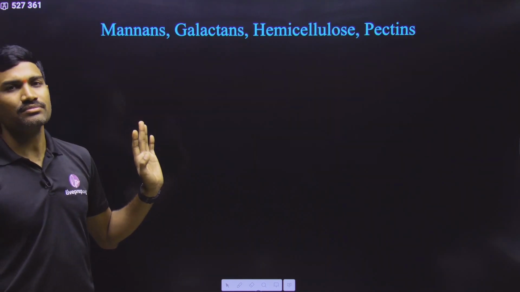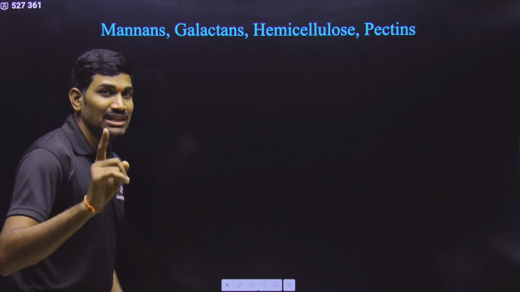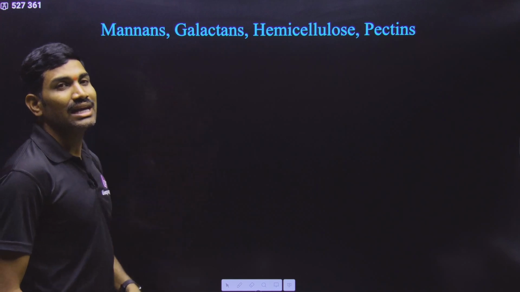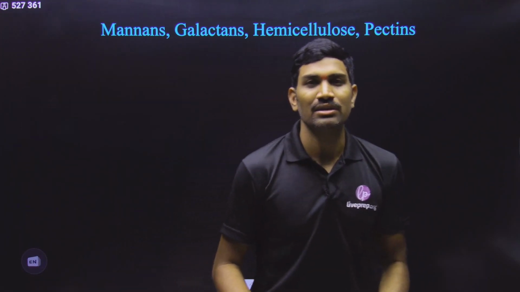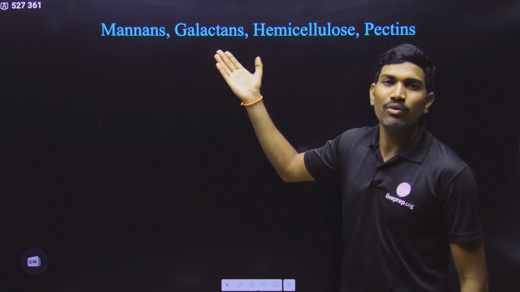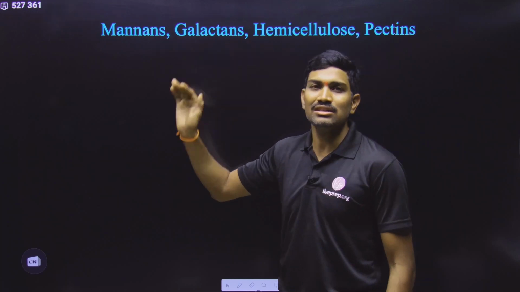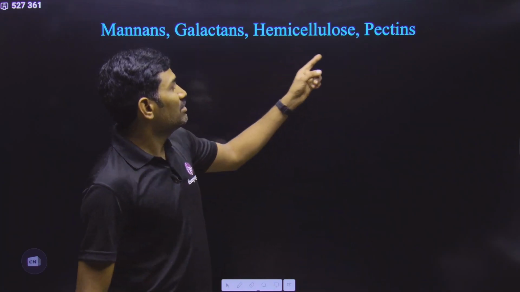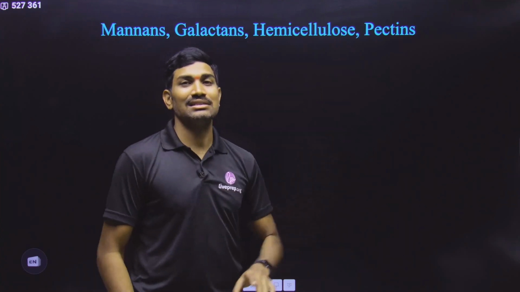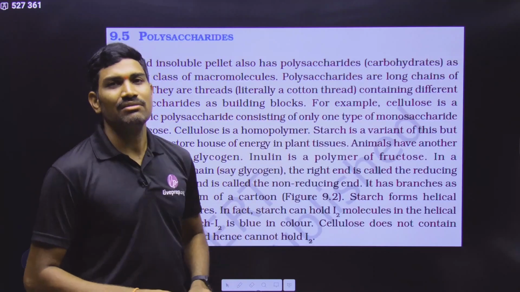And then when we studied the cell chapter, we used these names: mannans. What are mannans? They are polymers of mannose sugar. What are galactans? They are polymers of galactose. So you can consider these as homopolymers. But hemicellulose and pectins have different units. That's why hemicellulose and pectins are heteropolysaccharides. Clear? With this, this information is completed.